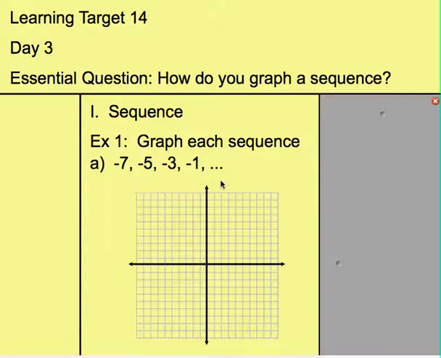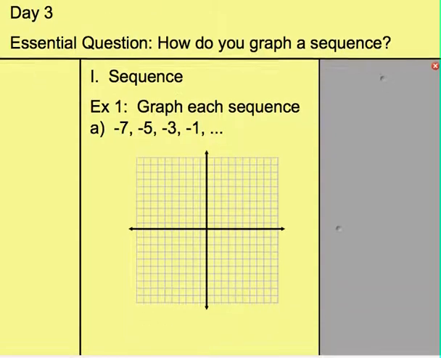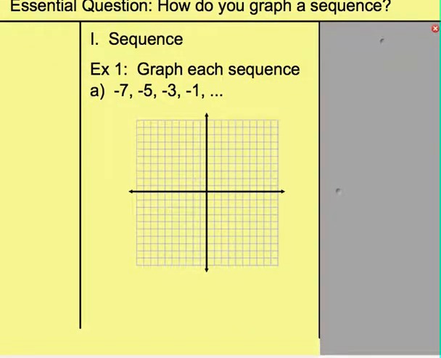Learning Target 14, Day 3, we're going to take a look at graphing our arithmetic sequences. So that is our essential question. How do you graph a sequence? So our first sequence is -7, -5, -3, -1.